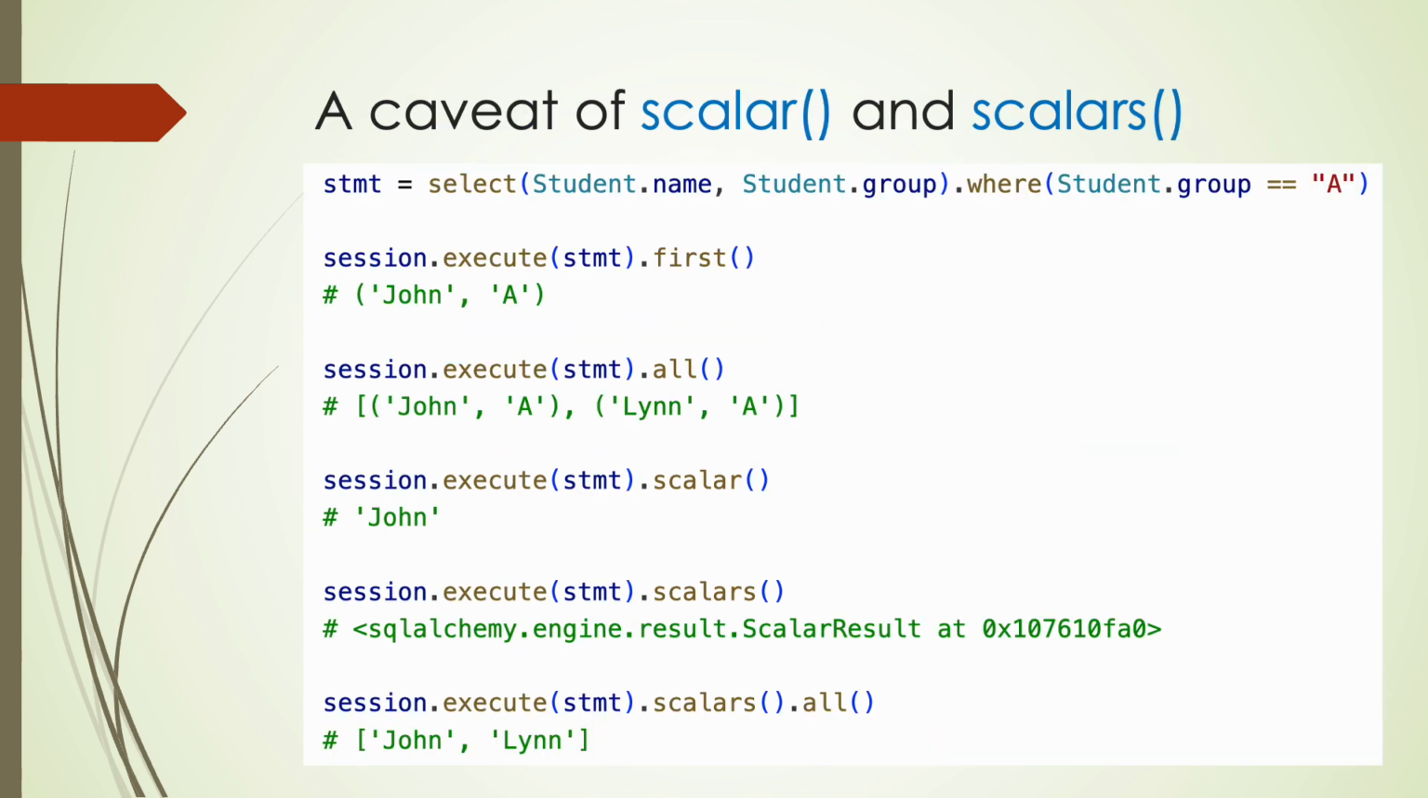As mentioned in the previous slide, the scalar method executes a query and returns the first column of the first row as a scalar value. Similarly, the scalars method, which was introduced in the beginning of this video, returns a scalar result object that delivers the first column of each row at once. Therefore, they should not be used in cases where more than one column is returned. Otherwise, you will only get the results of the first column as demonstrated in this example.